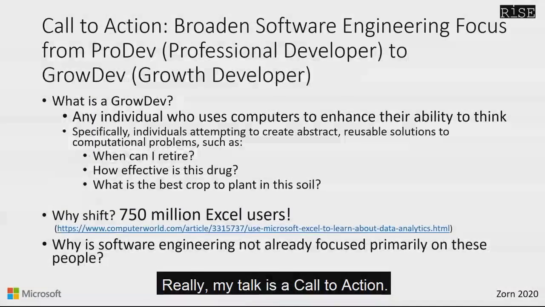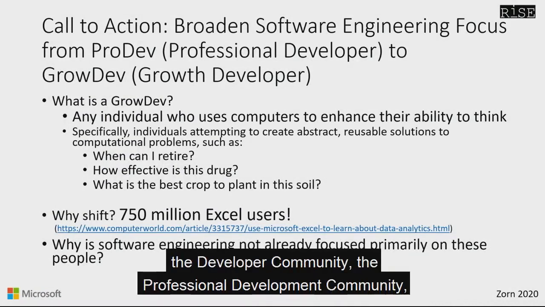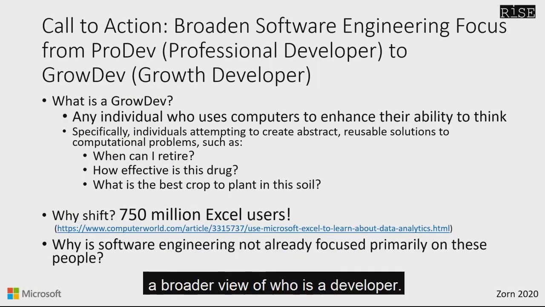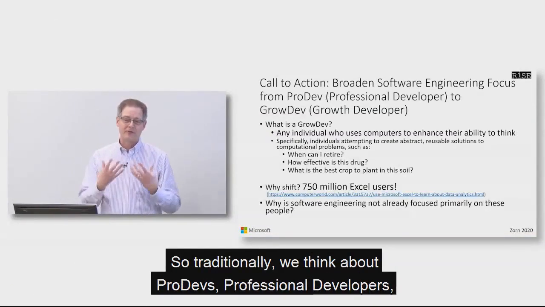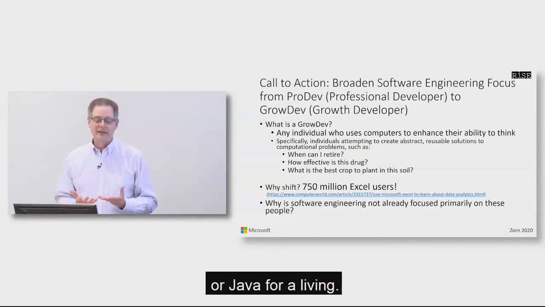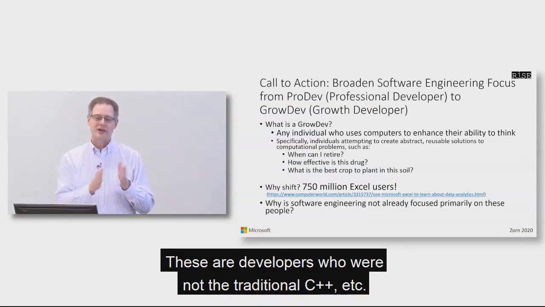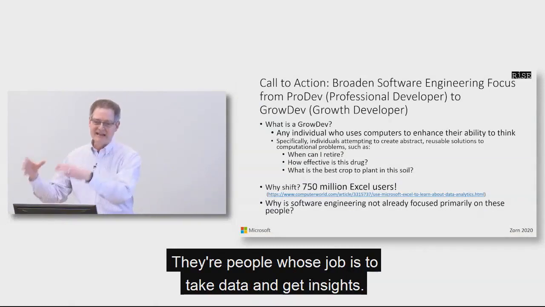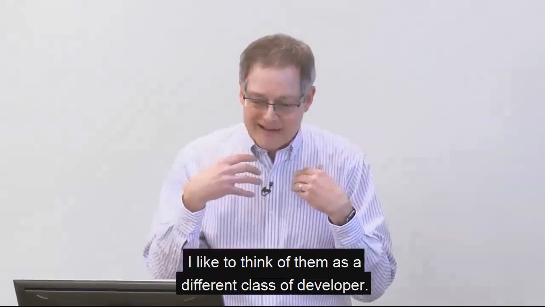And so really my talk is a call to action. It's a call to action to the community, the developer community, the professional developer community, the software engineering community, to think about a broader view of who is a developer. So traditionally we think about pro devs, professional developers, people who write C code or C++ code or Java for a living. But I want to think about growth developers. These are developers who are not the traditional C++, et cetera. They're people whose job it is to take data and get insights. We often call them data scientists. I like to think of them as a different class of developer.